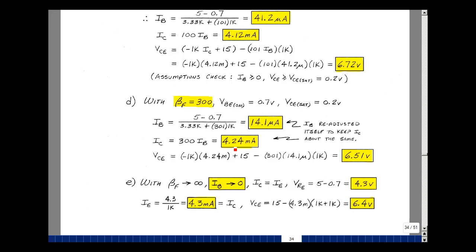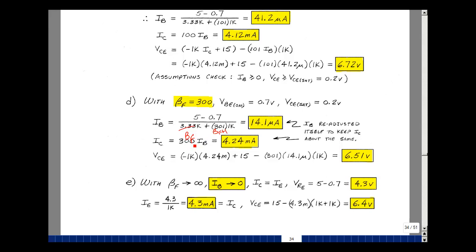This turns out to be 4.24 milliamps. And now the difference of those two node voltages is 6.51 volts. Why is the collector current staying the same? Well, I sub C is beta F times I sub B, but I sub B has a term here, beta F plus 1. But this is huge when you multiply that by 1,000 compared to 3.33K. Multiplying I sub B times beta F, we have a term in front, basically, of beta F divided by beta F plus 1. So the collector current doesn't change much as long as beta F is large.